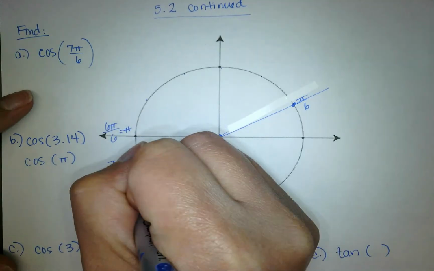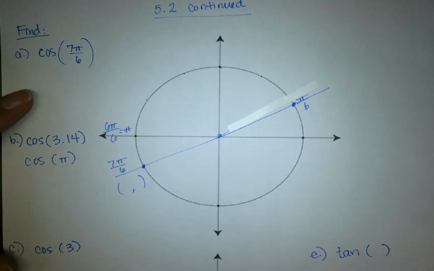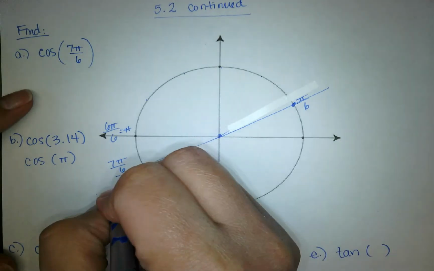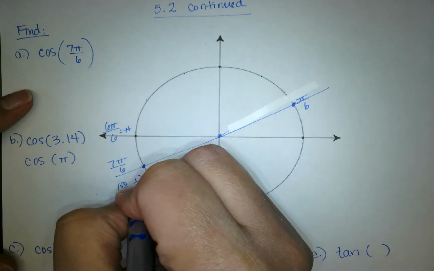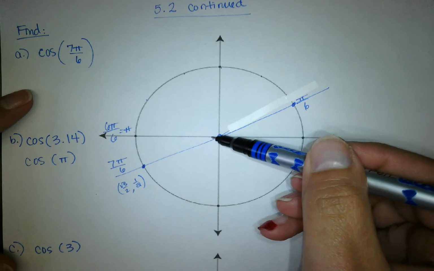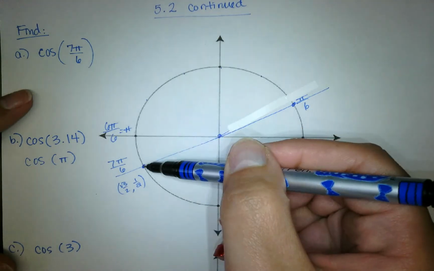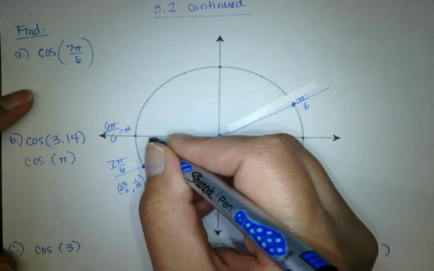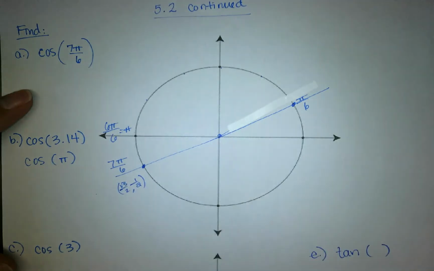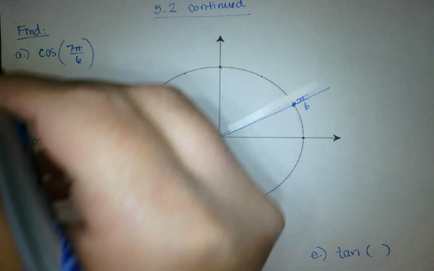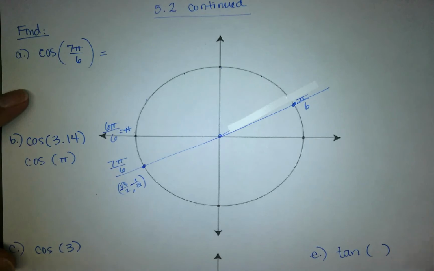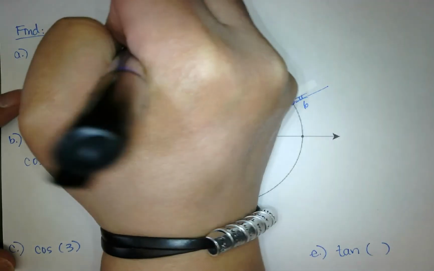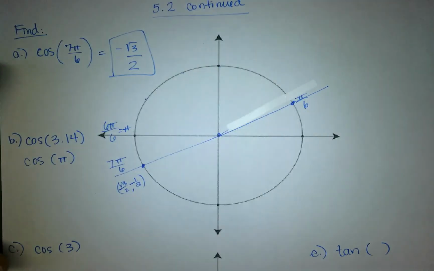And what are my GPS coordinates for that famous pi over 6 distance? That is square root of 3 over 2 comma 1/2. And what are my signs? Well, I'm in the third quadrant, so I went left. So that's a negative. And I went down. That's a negative. Okay, to get to that point, cosine is the x value. So that equals negative root 3 over 2. So just a little review, a little reminder.